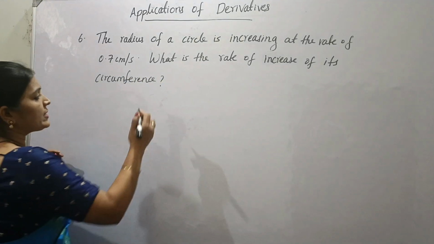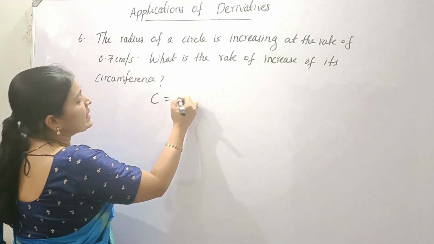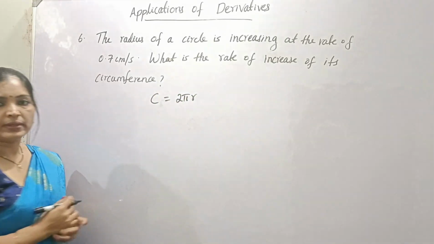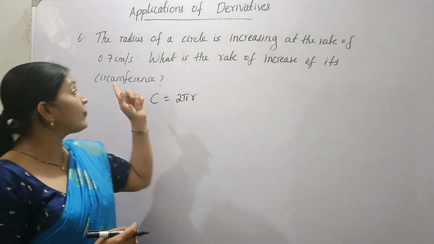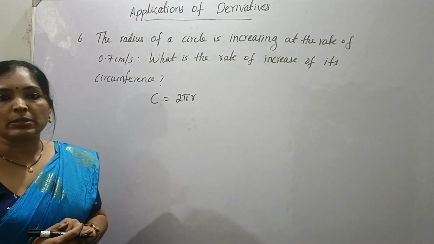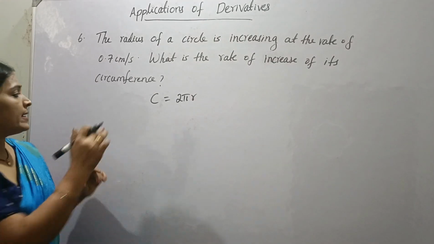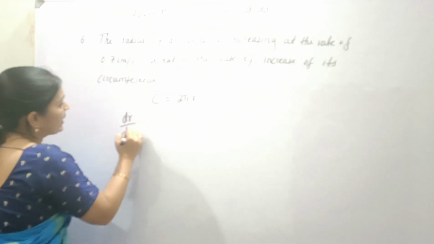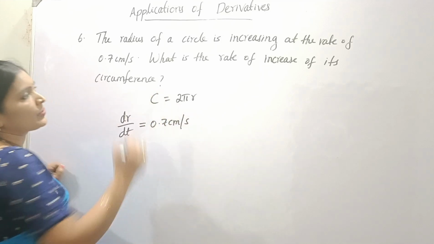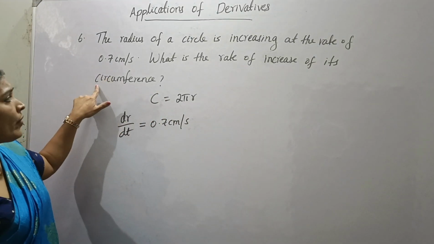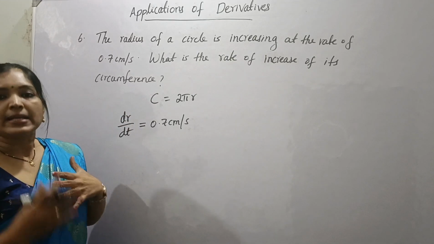So let's write the circumference formula. C is the circumference of the circle. C is equal to 2 pi r, right? What is given? The radius of a circle is increasing at the rate of 0.7 centimeter per second. That is the rate of change of radius with respect to time, dr by dt is equal to 0.7 centimeter per second. What we have to find? The rate of change of circumference with respect to time. How the circumference changes.